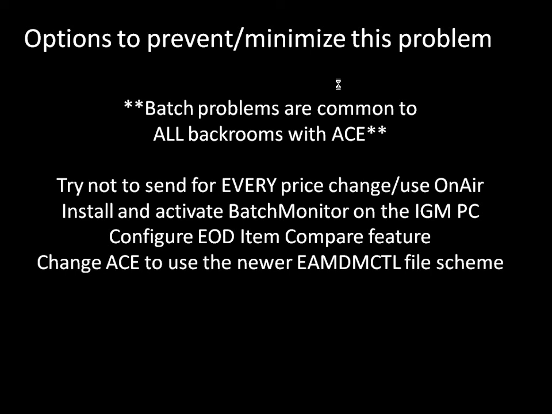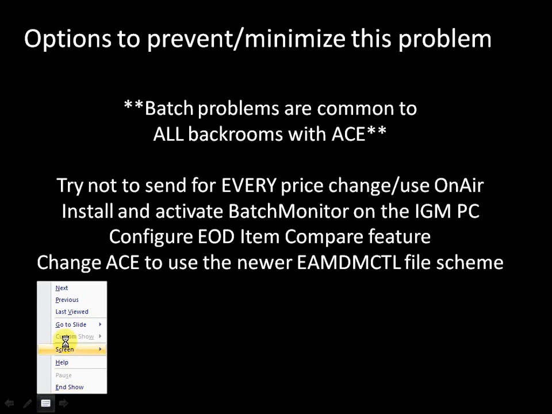Also, an option that your support people can possibly do is change ACE to use the newer EAM DMCTL control file schema. Remember, first we used, I said you could have 1 to 999. Well, they've changed that. You can go up to a lot higher, and there are ways to set that up. You can also make a bigger batch control file so you won't run out of room. So those are some of the options we have to minimize this problem.